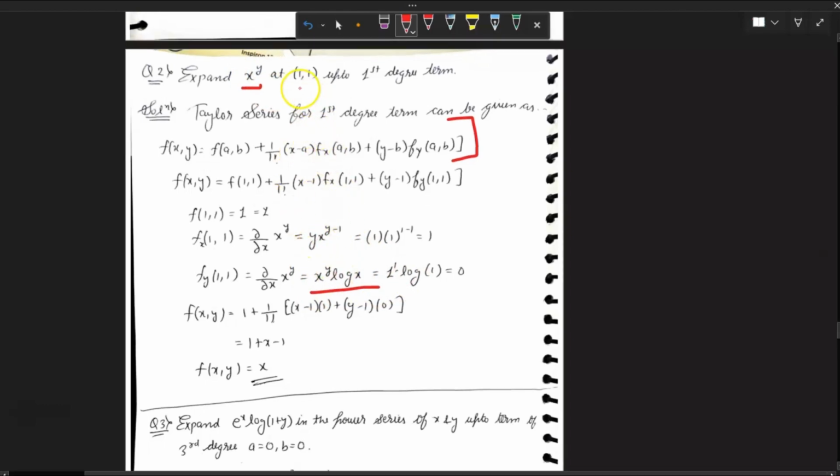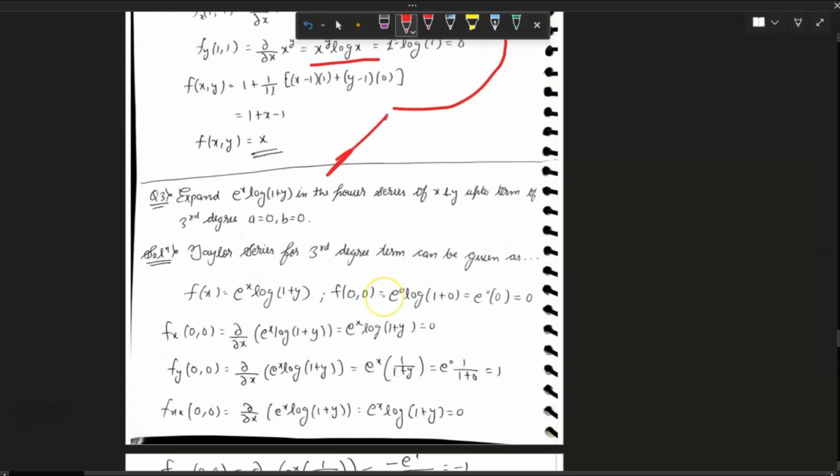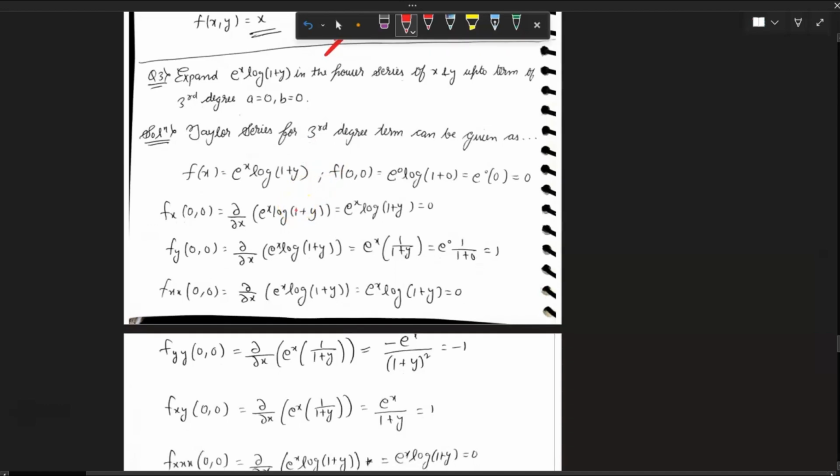Now put the value of x and y separately. Okay, the value of x is 1, the value of y is 1. Just put the values and put the same values in this equation. You will get the answer. Okay, I hope it's simple. Let's move to the third question.